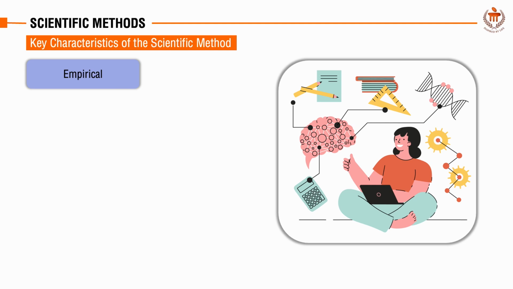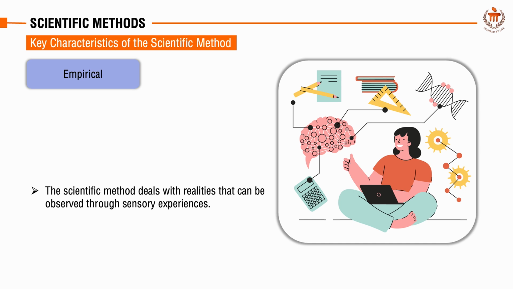What are the key characteristics of the scientific method? Empirical: the scientific method deals with realities that can be observed through sensory experiences. It produces knowledge that is verifiable through observation or experience. Some realities, such as counting the number of students in a classroom or determining their gender distribution, can be directly observed. Others, like attitudes, motivations, or values, cannot be observed directly, but can be studied using indirect methods developed by researchers. Realities that cannot be directly or indirectly subjected to sensory experience, such as the existence of heaven or divine rewards, fall outside the scope of the scientific method.